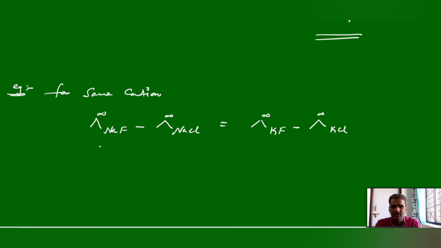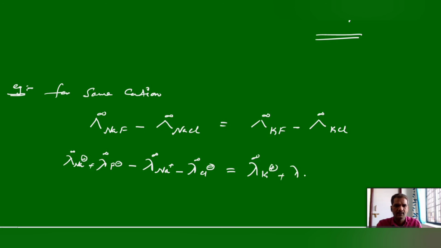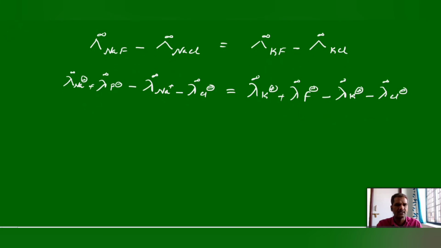Why are these two equal? At infinite dilution, we can write the ionic mobility of Na plus and ionic mobility of F minus, minus ionic mobility of Na plus and ionic mobility of Cl minus, is equal to ionic mobility of K plus and ionic mobility of F minus, minus ionic mobility of K plus and ionic mobility of Cl minus. Ionic mobilities may be molar or equivalent, it doesn't matter.